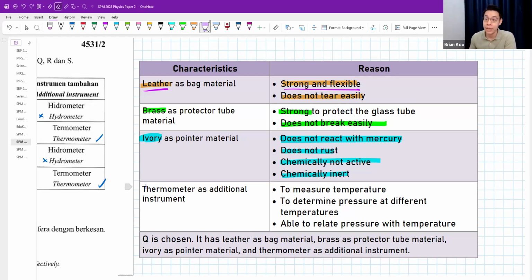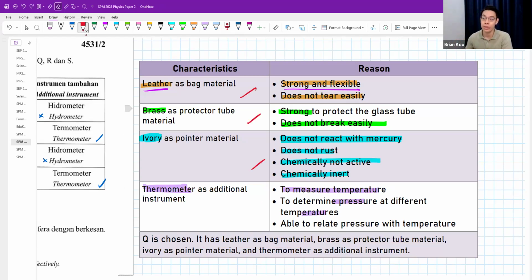Last one, I use thermometer as additional instrument. You can see something very simple. To measure temperature, again, to determine the pressures at different temperatures, because we know temperature will affect pressure. So you can relate these two things, and to be able to relate pressure with temperature also can. So you can keep it simple, to measure temperature. Fine. And at last, Q is chosen because it has leather bag material, brass protector tube material, ivory as pointer material, and thermometer as additional equipment. 10 marks. This is why we want to choose Q.